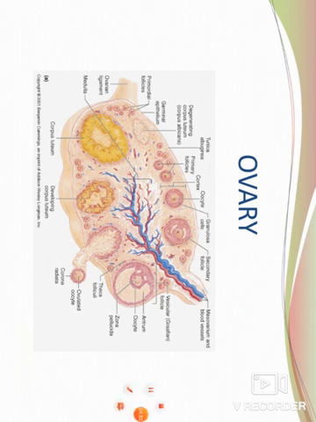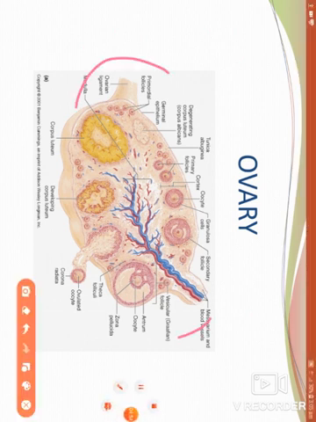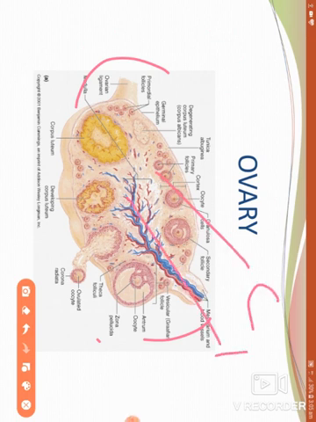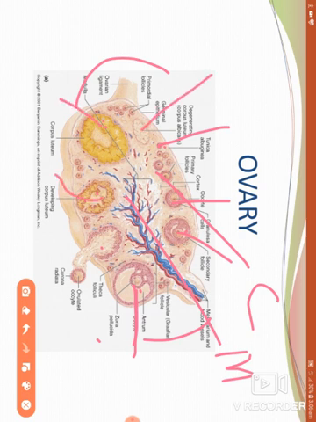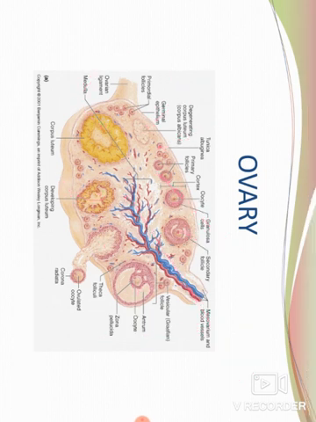Then here you can see the ovary. The outer part is the cortex, and the inner part is the medulla, where you can see the blood vessels, nerves, everything. The cortex consists of numerous ovarian follicles at various stages of development: from primordial follicles to primary, secondary, then mature graafian follicle, then corpus luteum, then the corpus albicans.